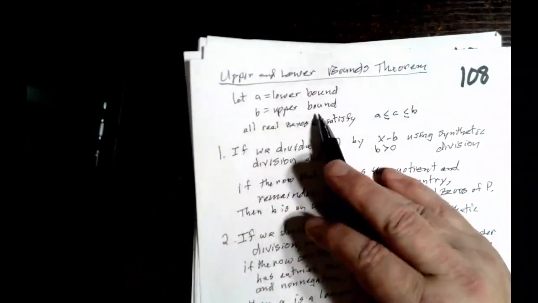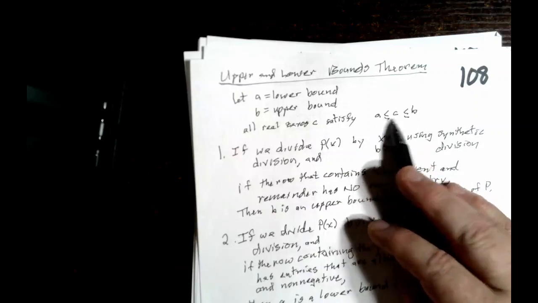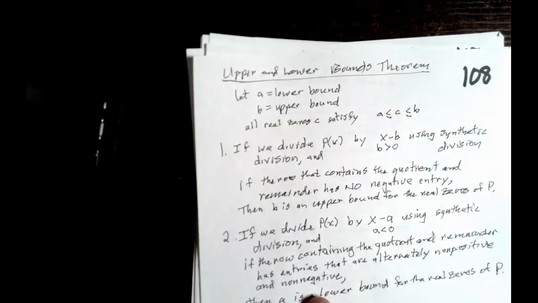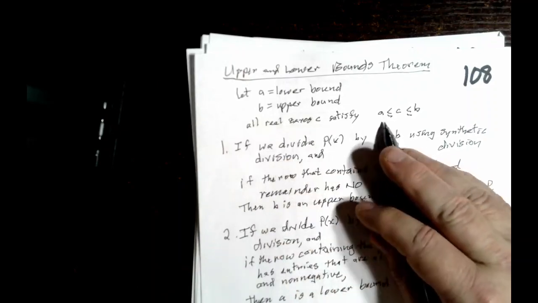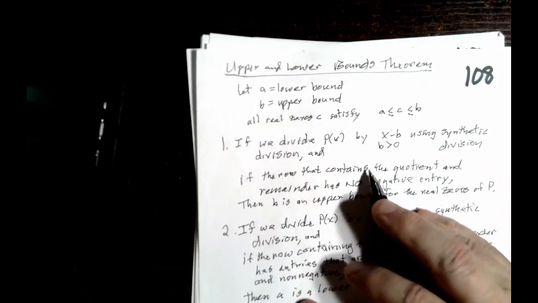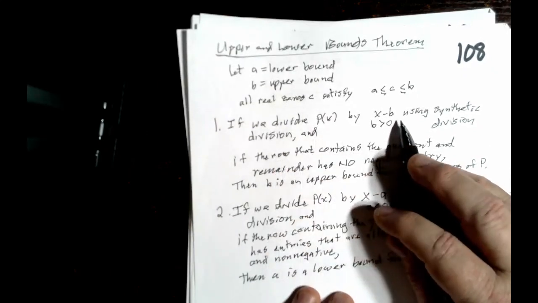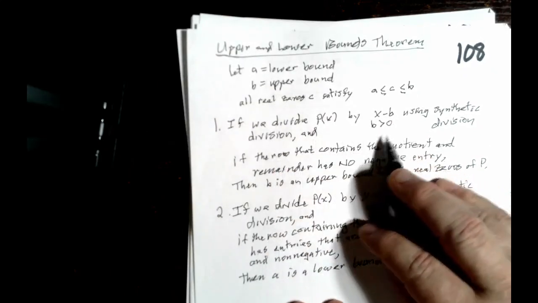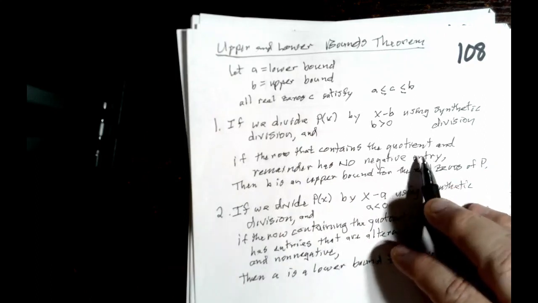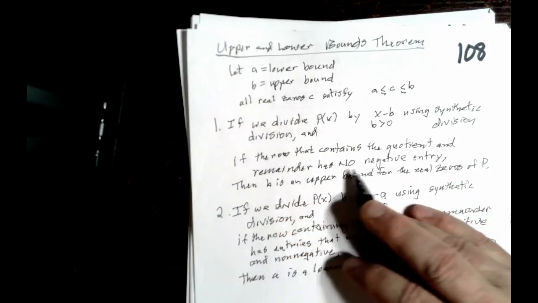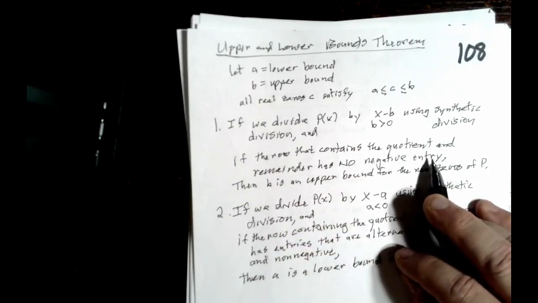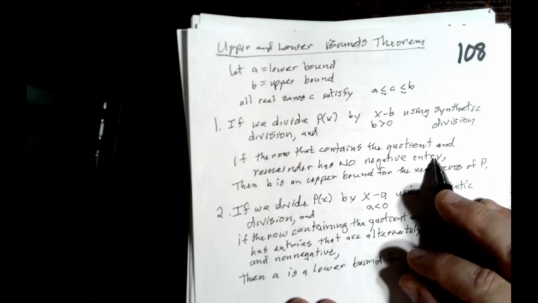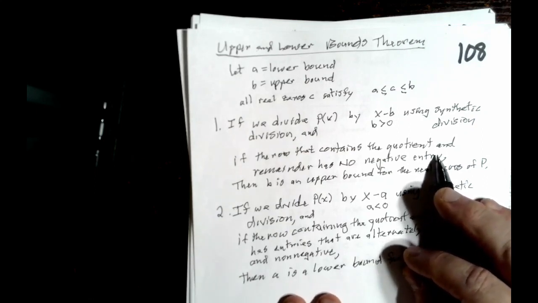If A is a lower bound and B is an upper bound, right? A is smaller than B, and there's some number C. All real zeros C satisfy this. They're in between your lower bound and upper bound. And if we divide by B, where B is positive, if the last row, with the remainder, has no negative entries, so 0 or positive, then the number you just tried is an upper bound. Don't try any numbers larger than that.